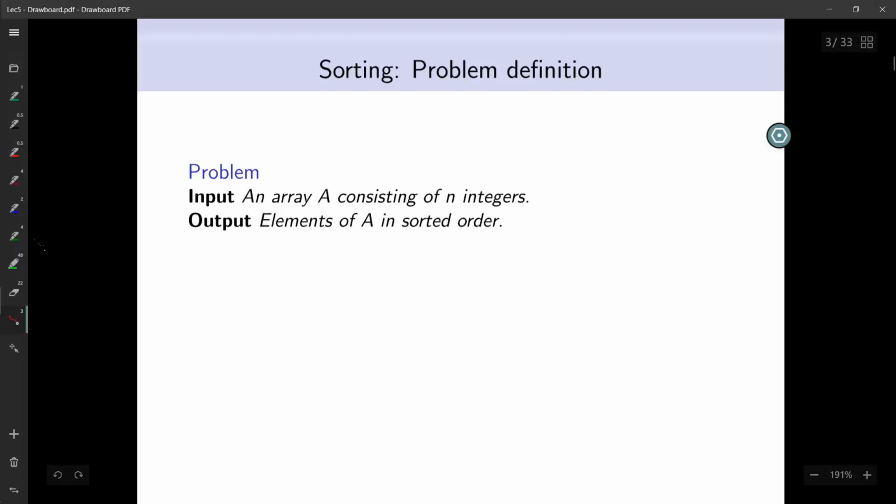So what is the sorted order? It could be ascending or descending. For the purpose of this lecture, let's assume that it's ascending. We can modify the algorithms or lower bounds accordingly, even in the case of descending order.